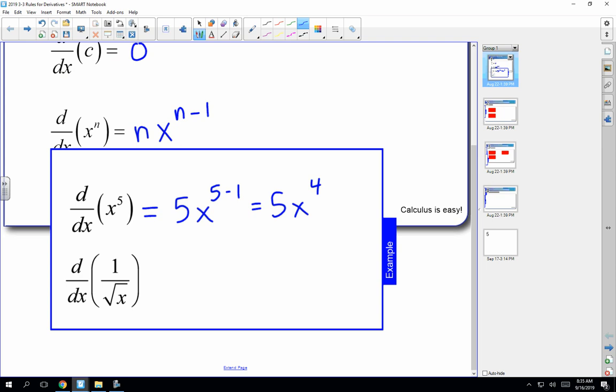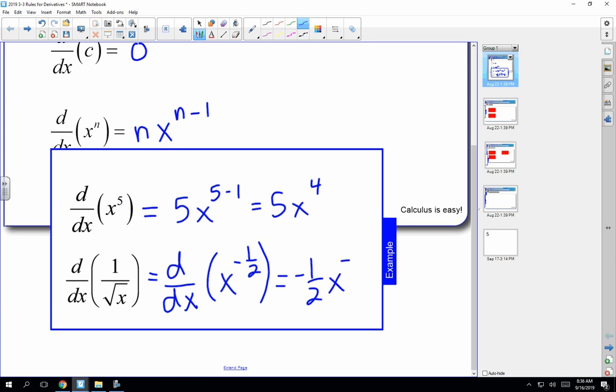And we learned that you can rewrite 1 over square root of x as something like d dx of x to the negative 1/2 power. And then go ahead and apply the rule. So d dx of x to the negative 1/2 is equal to negative 1/2 x to the negative 3/2. You go negative 1/2 minus 1, which is negative 3/2.